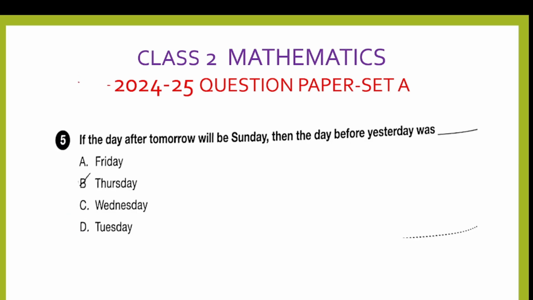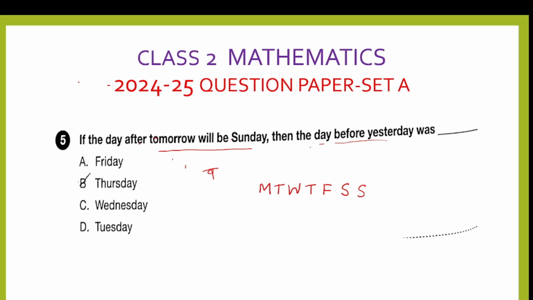If the day after tomorrow will be a Sunday, then the day before yesterday was dash dash. So first we know that we have to write the names of the days of the week. Let's start from Monday: Monday, Tuesday, Wednesday, Thursday, Friday, Saturday, Sunday.